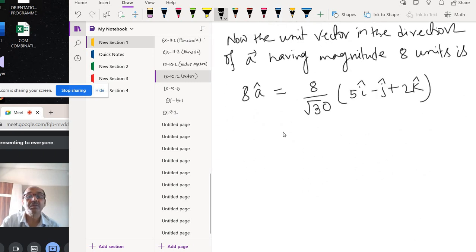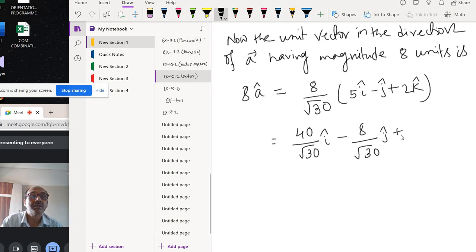Now this equal to, so 8 into 5, 40 by root 30 i, minus 8 by root 30 j, plus 8 into 2, 16 by root 30 k. Okay, this is the required vector. This is the answer.